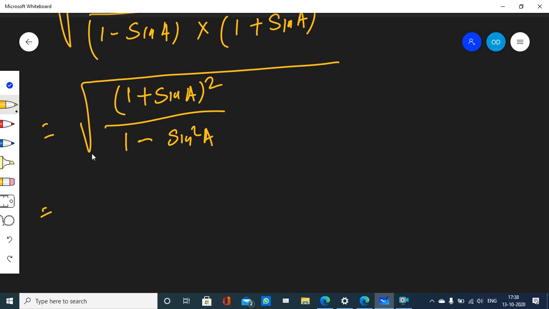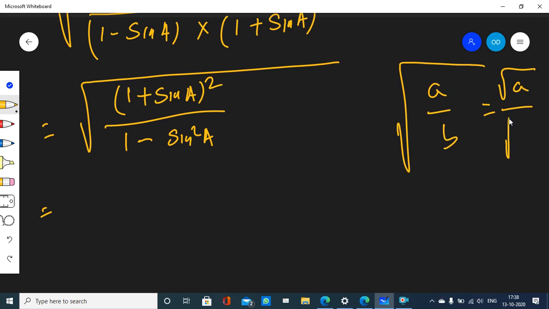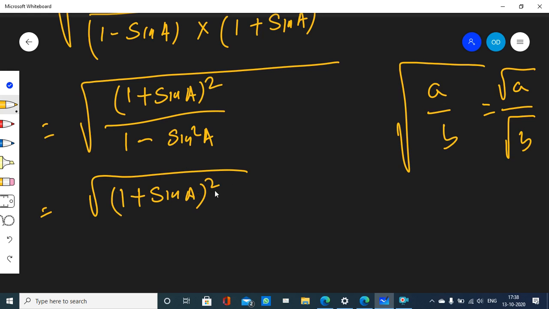You see, square root of a by b is equal to what? Square root of a by square root of b, is it not? So this thing is what? Square root of the top divided by square root of the bottom. Square root of the top will be what? Root over of 1 plus sin a whole square. If you take the square root of square, nothing happens, right? You will end up with 1 plus sin a, right?